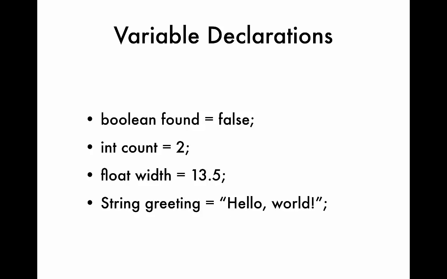Let's look at some variable declarations in Java. In a variable declaration, the type comes first. The type name is followed by the variable name. That's really all you need for a variable declaration in Java.